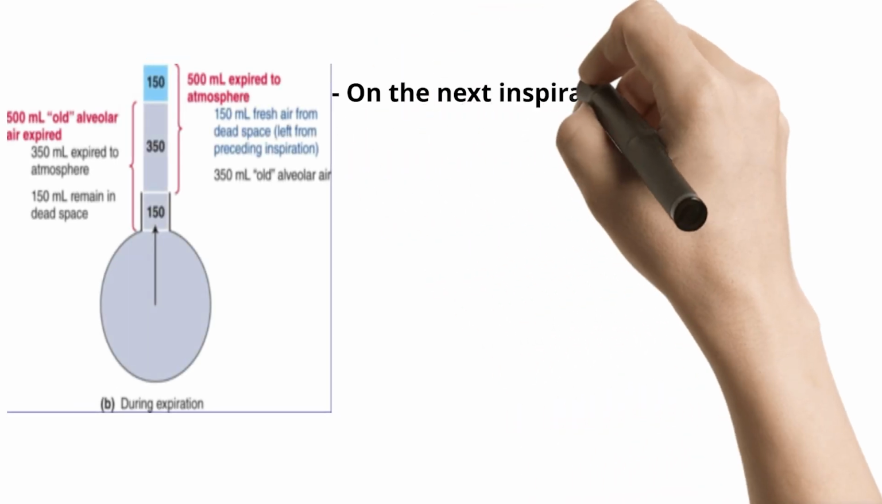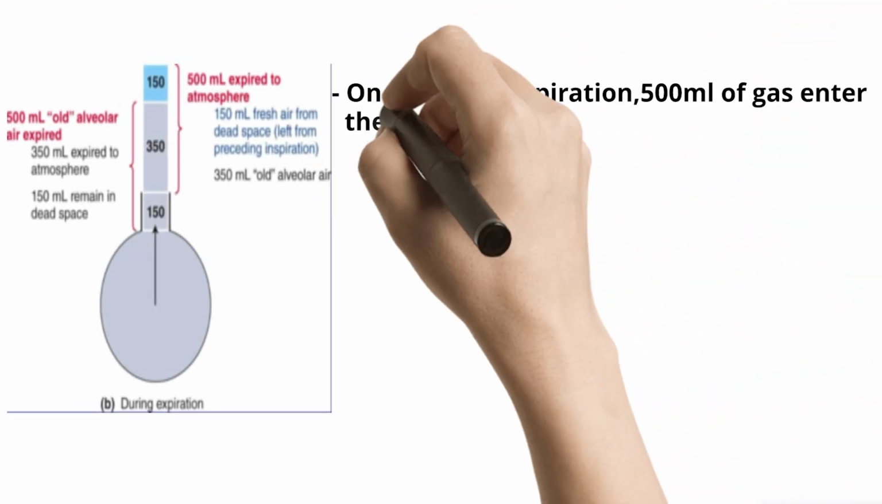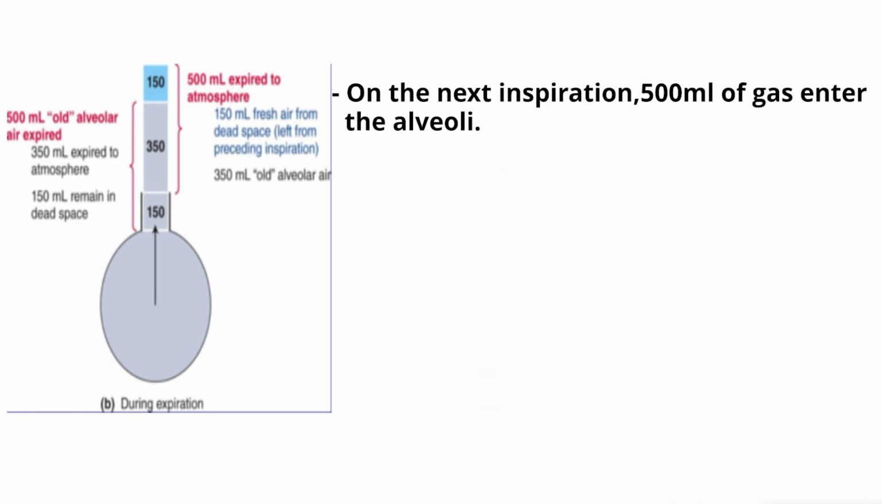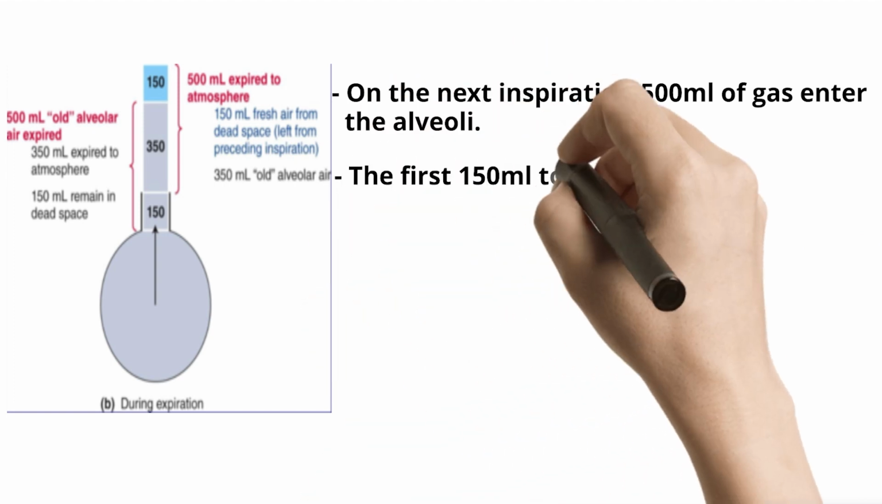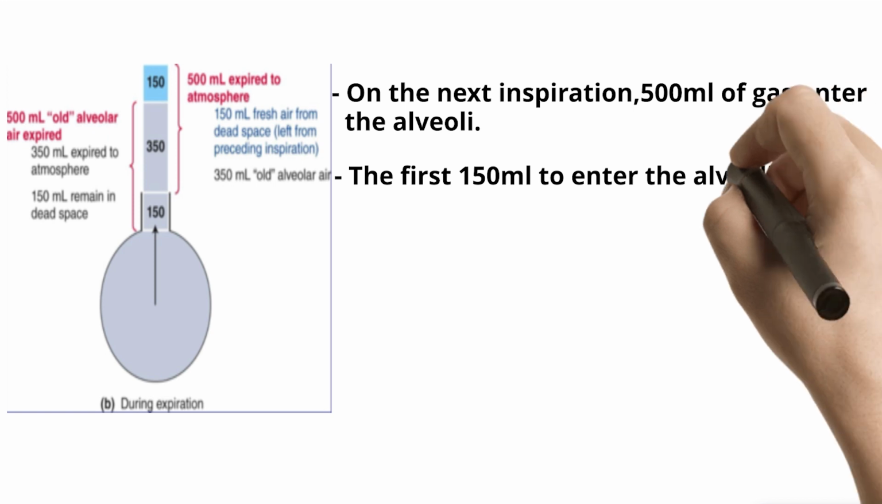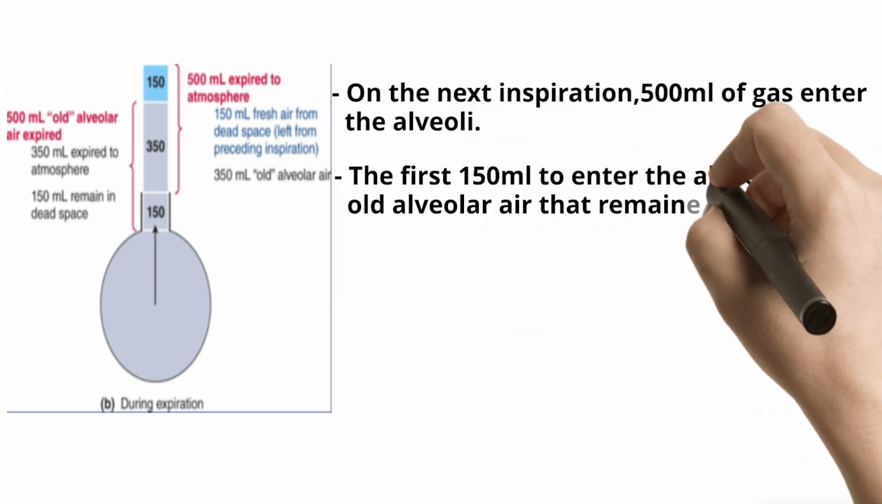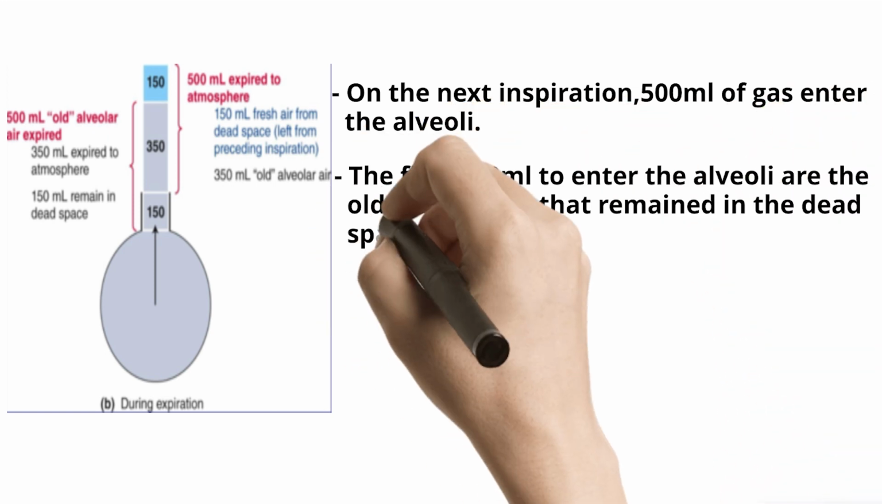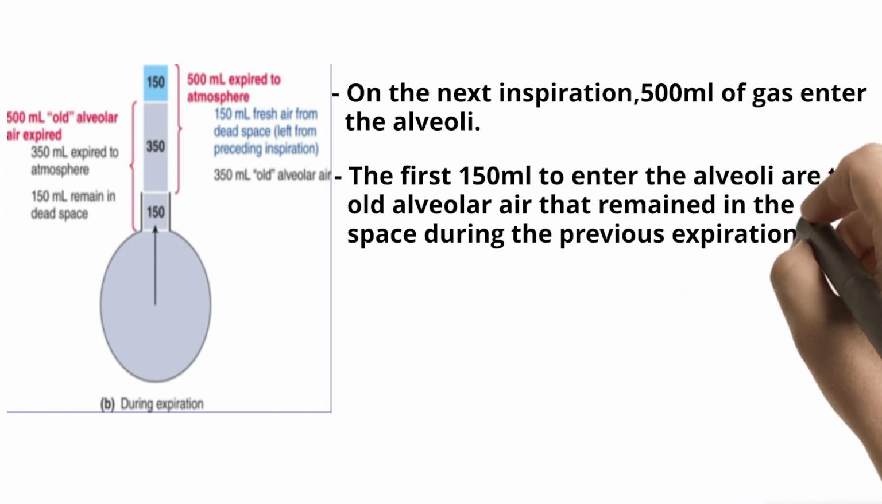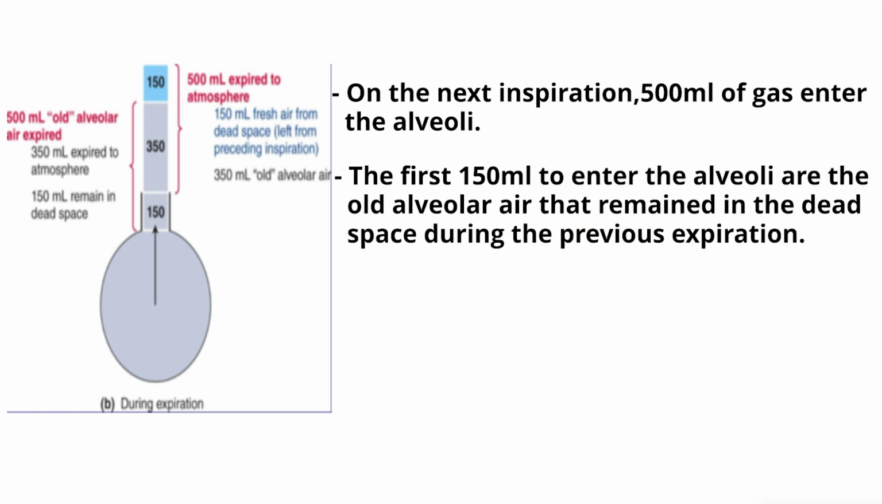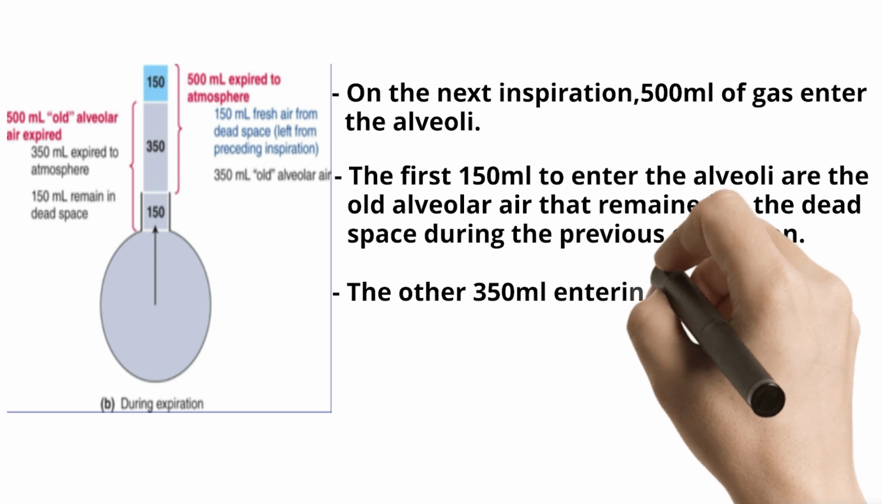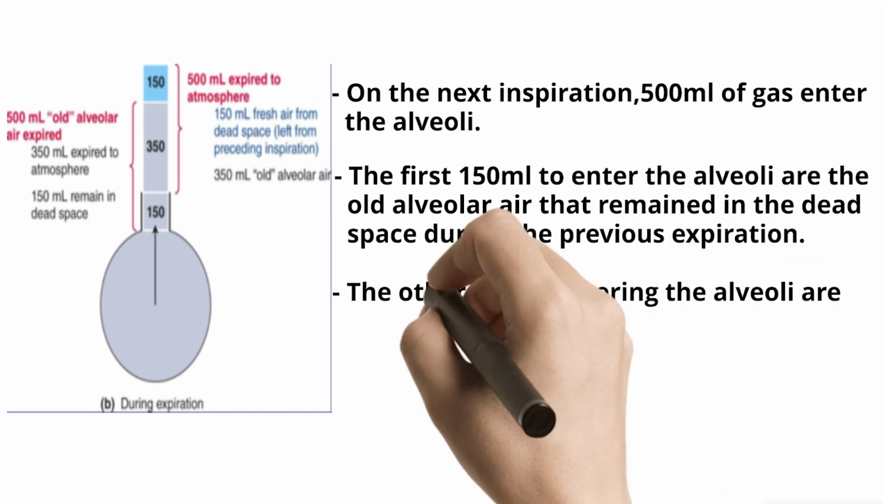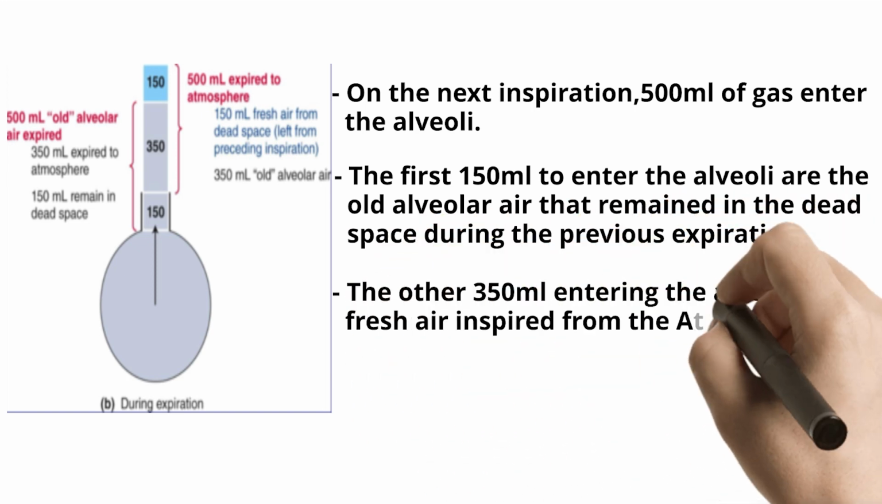On the next inspiration, 500 milliliters of gas enter the alveoli. The first 150 milliliters to enter the alveoli are the old alveolar air that remained in the dead space during the previous expiration. The other 350 milliliters entering the alveoli are fresh air inspired from the atmosphere.